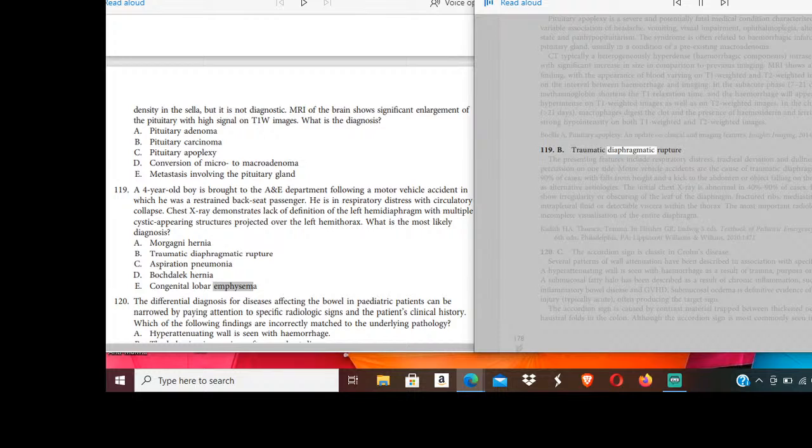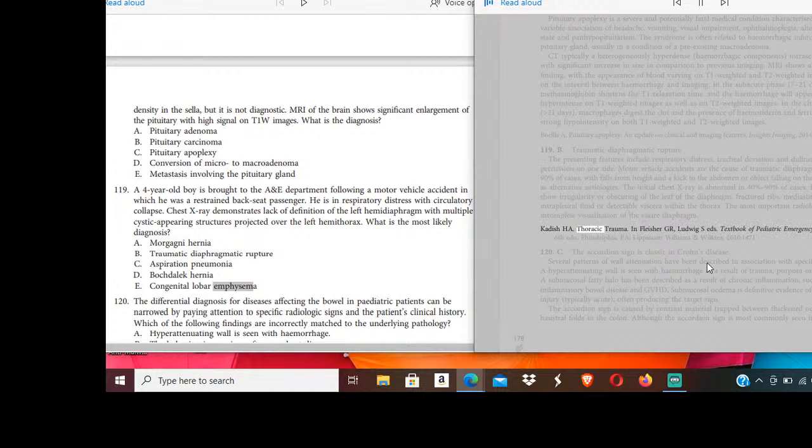119. B. Traumatic diaphragmatic rupture. The presenting features include respiratory distress, tracheal deviation, and dullness to percussion on one side. Motor vehicle accidents are the cause of traumatic diaphragm rupture in 90% of cases, with falls from height and a kick to the abdomen or object falling on the abdomen as alternative etiologies. The initial chest X-ray is abnormal in 40% to 90% of cases. It may show irregularity or obscuring of the leaf of the diaphragm, fractured ribs, mediastinal shift, intrapleural fluid, or detectable viscera within the thorax. The most important radiological sign is incomplete visualization of the entire diaphragm.